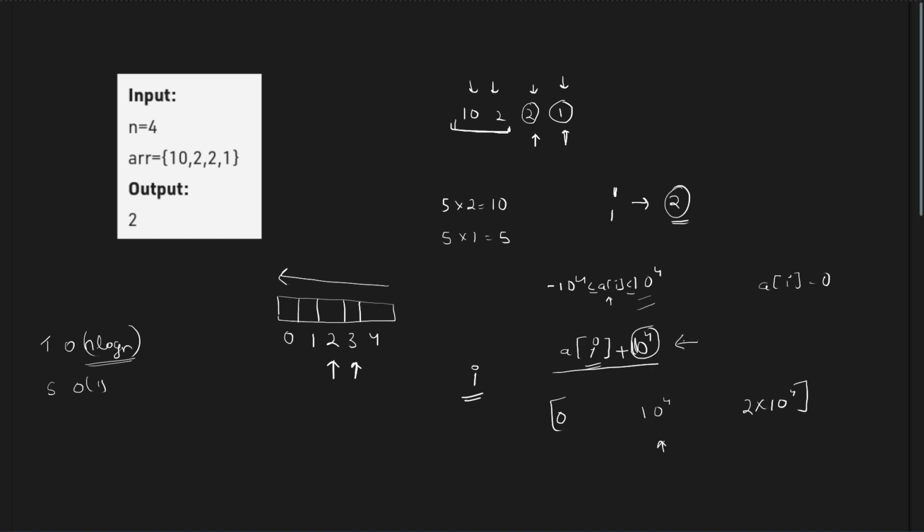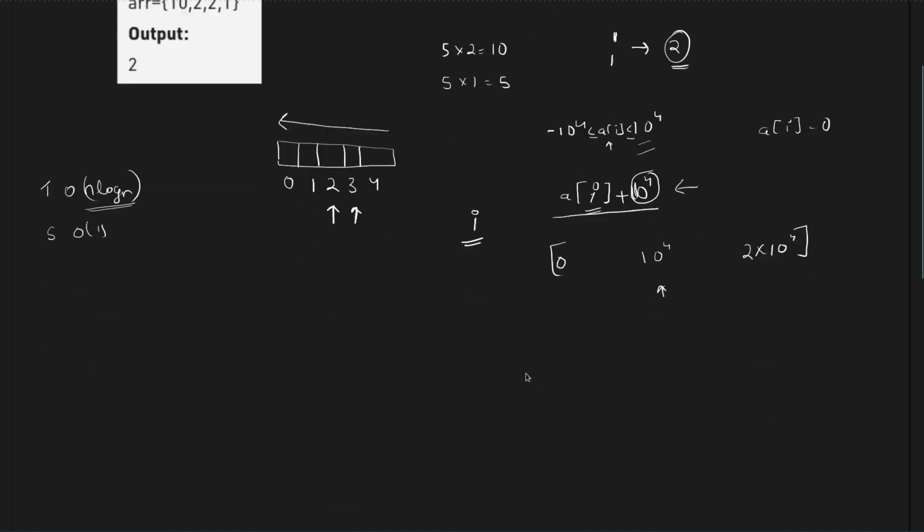But if you still want to try, I just told you that this is also possible according to the array size, according to the values of a of i that they have given. This is definitely possible, right? So what if we want to do the same thing in a map?